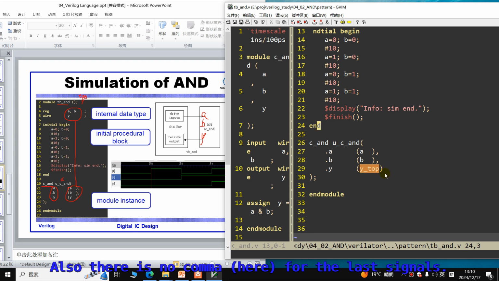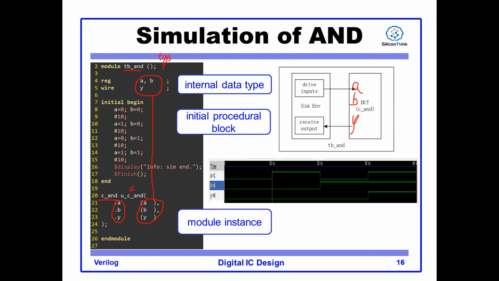Also, there is no comma for the last signal. Okay, so you have the top level module and sub module instance. Then you will try to give stimulus, that is, drive the input signals. So how to do it? You can define the internal signals and assign values to the signals A and B, like that.